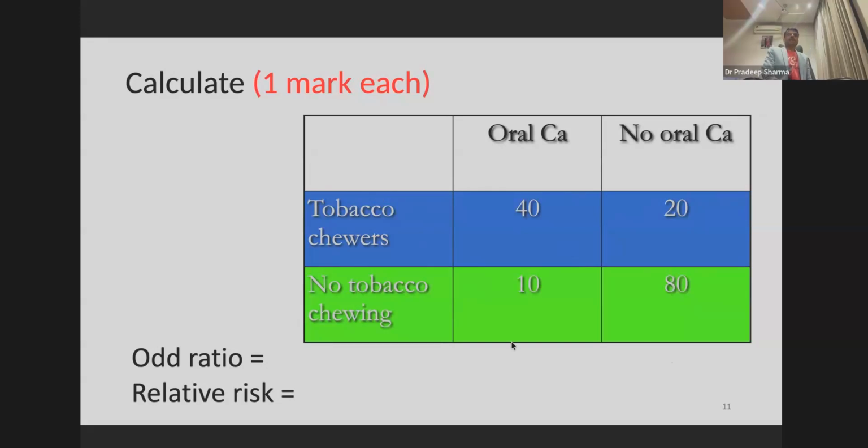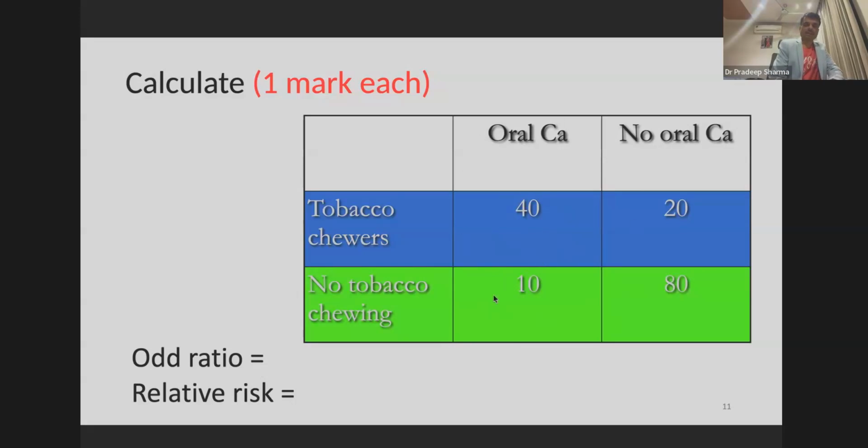Although the formula will be the same for odds ratio, AD upon BC, in both the cohort as well as the case control studies, but the principle remains different. Answer is correct. 16 is the odds ratio. And what is the relative risk? Relative risk is the risk in tobacco chewers upon the risk in non-tobacco chewers. So if you do the calculation, the answer will come as 6.